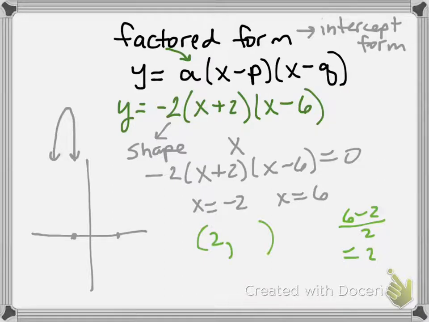Now to find that something, we need to plug it into our equation. So x plus 2 would be 4. 2 minus 6 is -4.